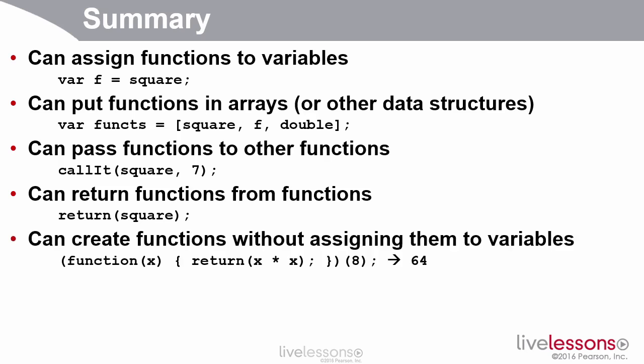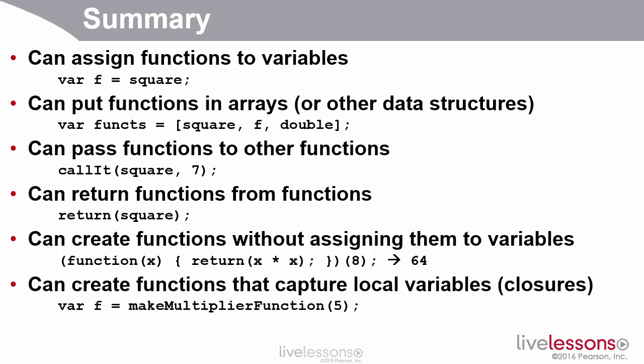You can create functions without assigning them to local variables, anonymous functions, just like you can use numbers or strings without assigning them to variables first. And this one isn't exactly parallel to numbers and strings, but you can create functions, these are called closures, that capture local variables. This is extremely advanced, this is the most difficult concept in this entire lecture, one of the most difficult concepts in the entire series of lectures, but it's a very important one.